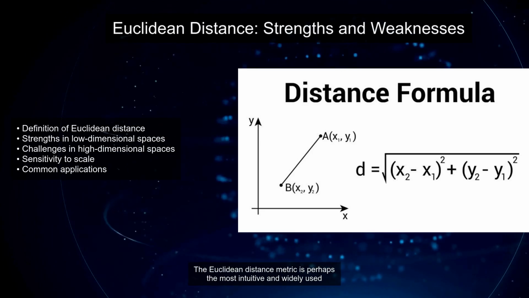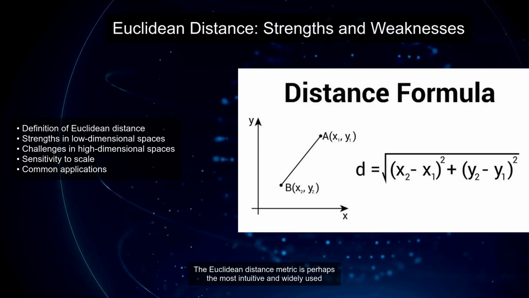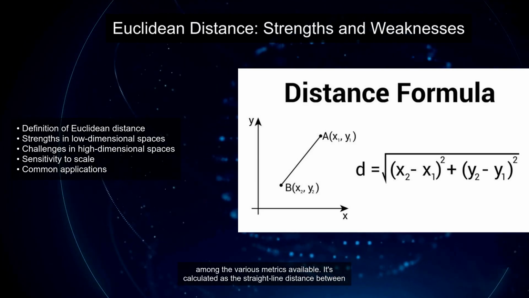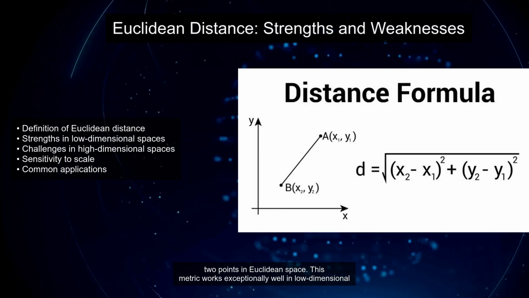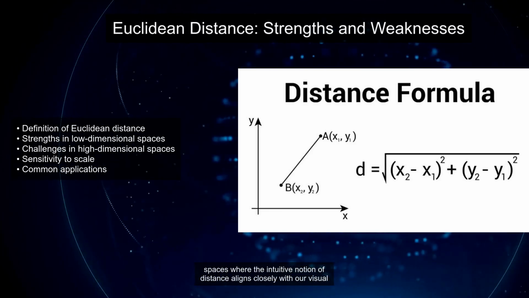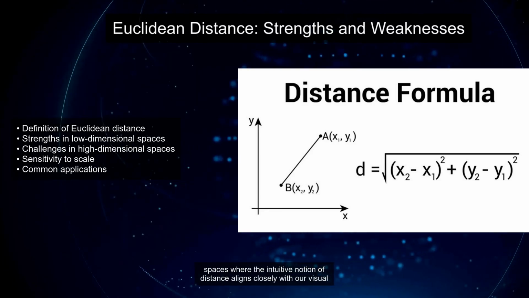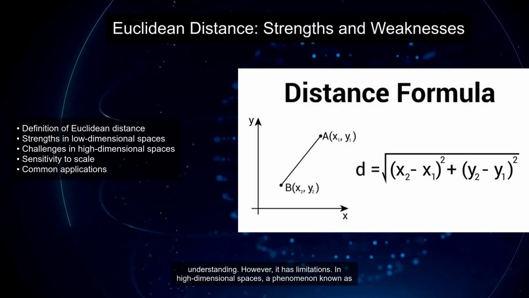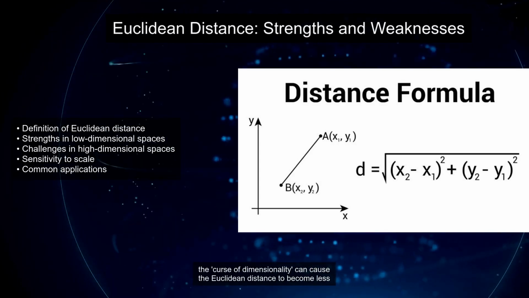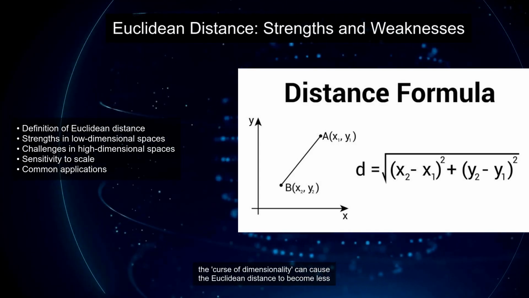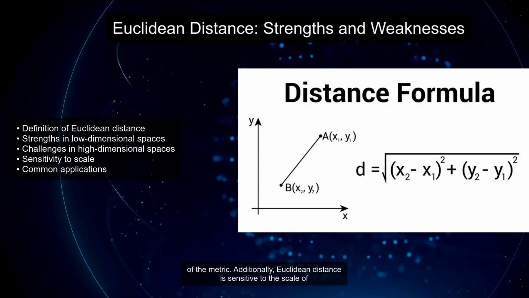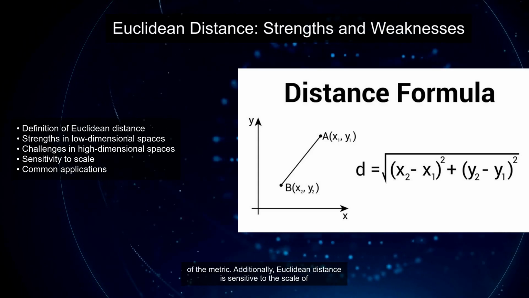The Euclidean distance metric is perhaps the most intuitive and widely used among the various metrics available. It's calculated as the straight line distance between 2 points in Euclidean space. This metric works exceptionally well in low-dimensional spaces where the intuitive notion of distance aligns closely with our visual understanding. However, it has limitations. In high-dimensional spaces, a phenomenon known as the curse of dimensionality can cause the Euclidean distance to become less meaningful. Distances in high-dimensional space can become nearly uniform, reducing the effectiveness of the metric.